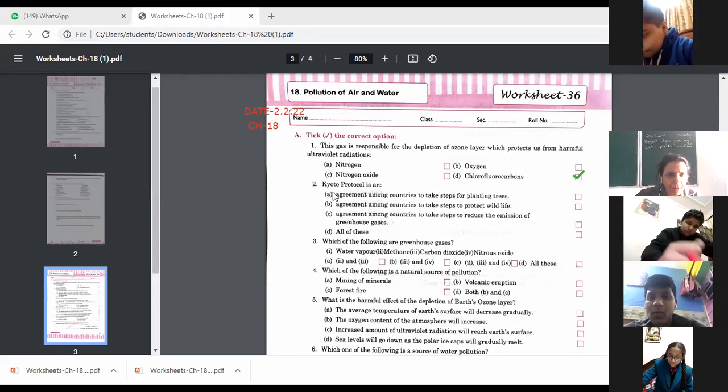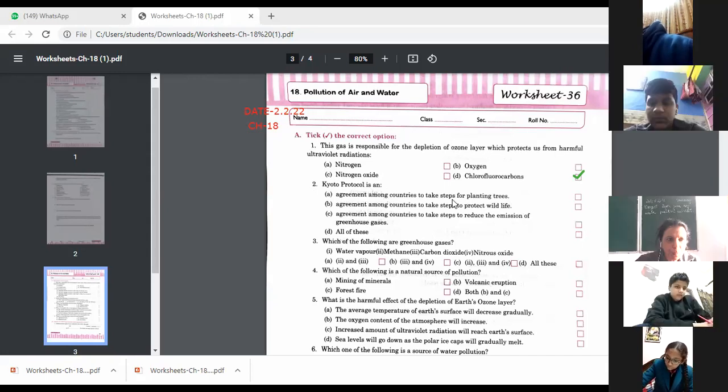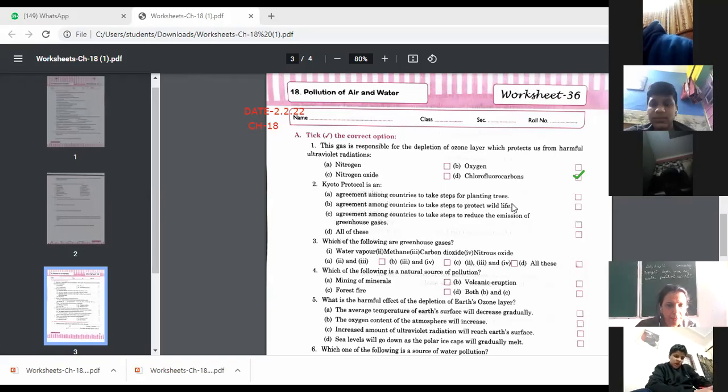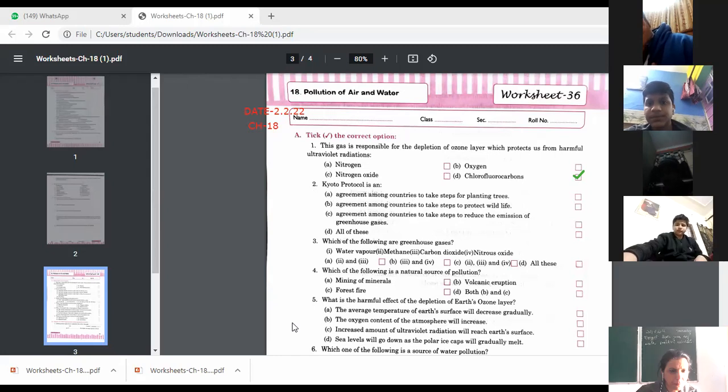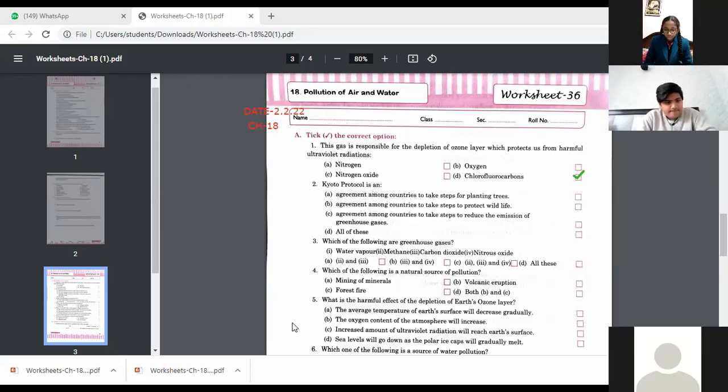Next, the Kyoto Protocol is an agreement among countries to make steps for plantation of trees, Aryan Shinde, to protect wildlife, to reduce the emission of greenhouse gases, or all of these. Yes, tell me. Agreement among countries to take steps to reduce the emission of greenhouse gases. So C option is correct for it.